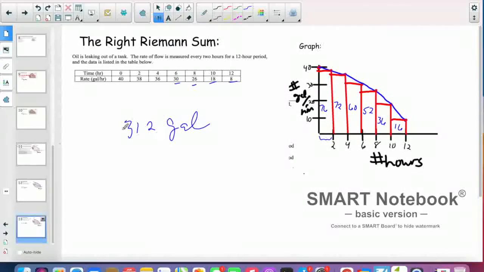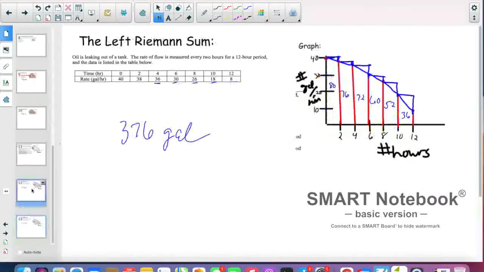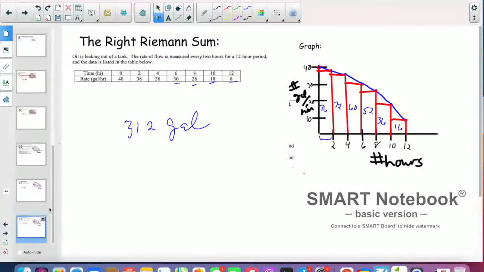So this is 312. So we know our answer is going to be somewhere in between 376 gallons and 312 gallons. So using graphs like this, by drawing a very simple graph, you can figure out whether it's going to be an over or an underestimate, and you can get a pretty good idea of what the area is going to be underneath your curve within that specific interval.